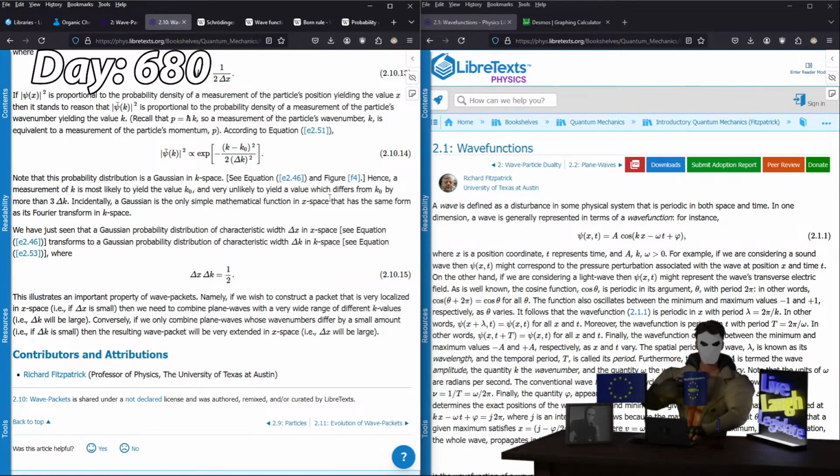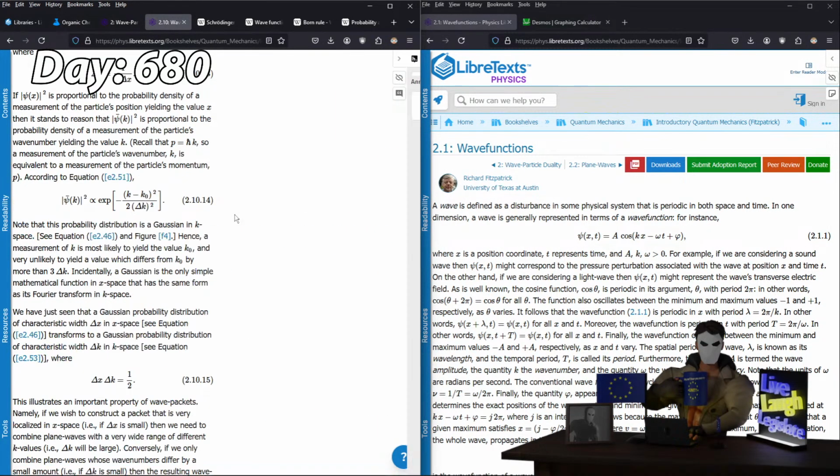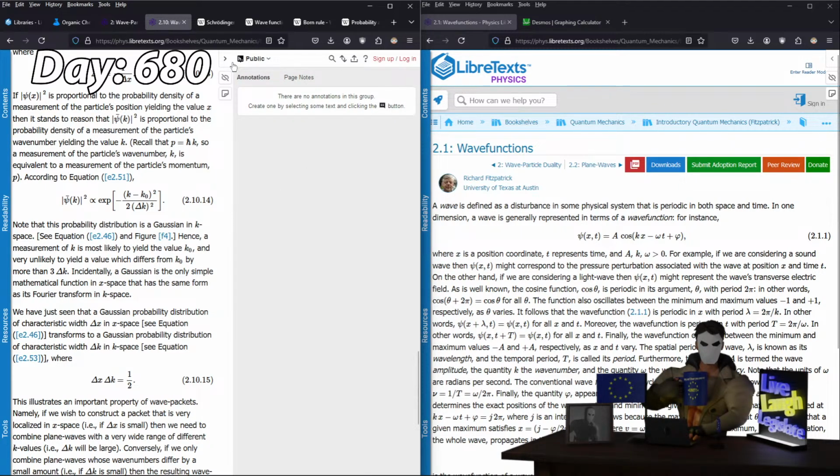The only simple mathematical function X space. What do you mean simple? No, sorry, that's not what I meant. That's not what I meant to click at all.